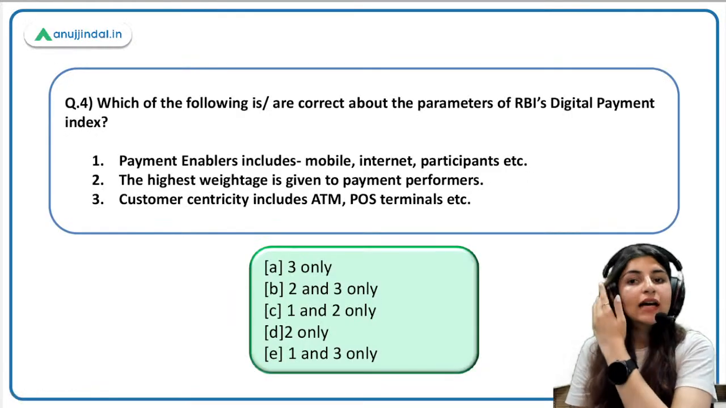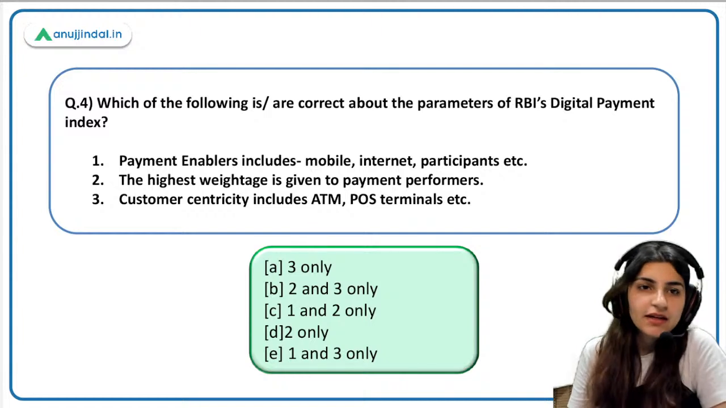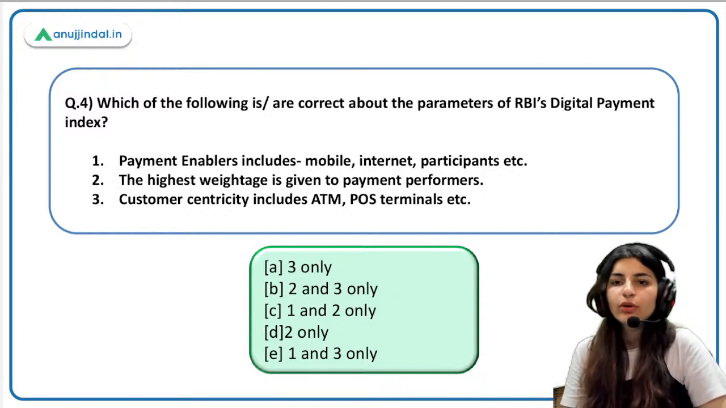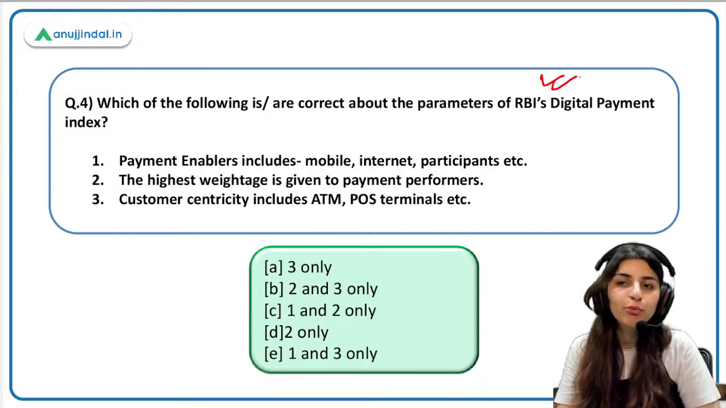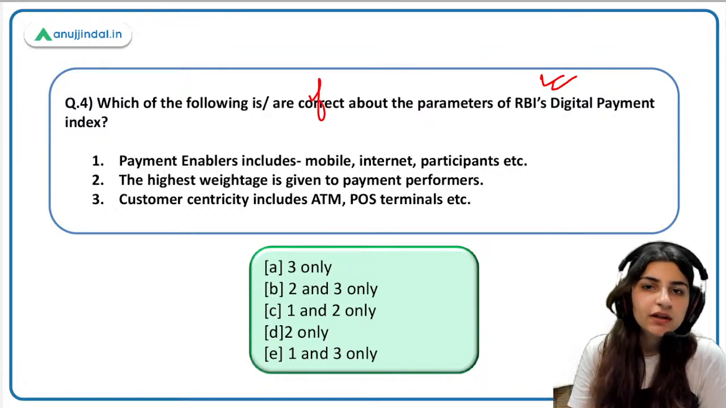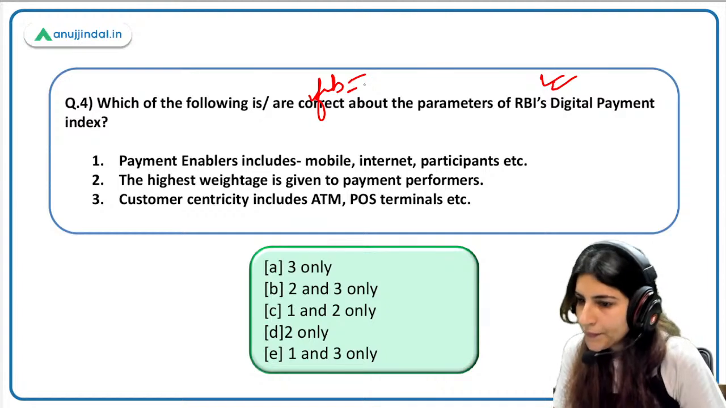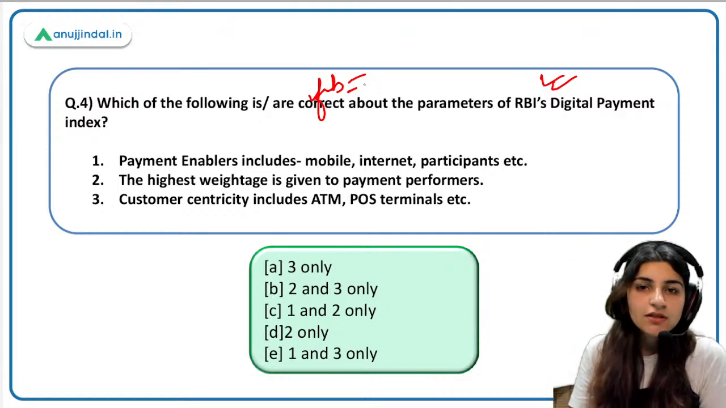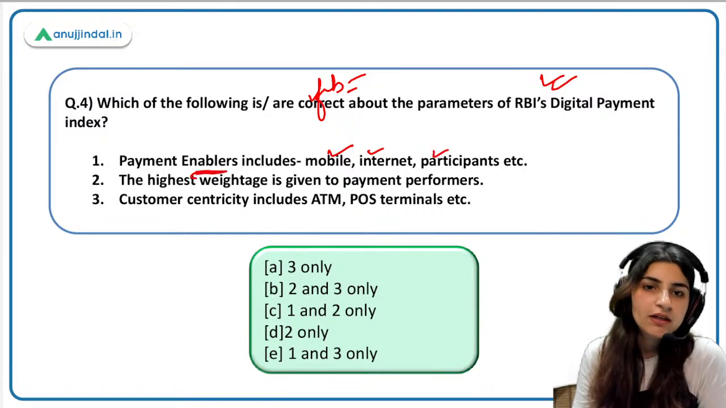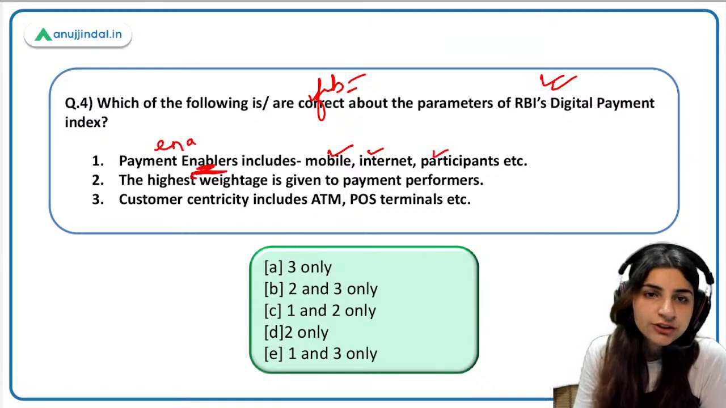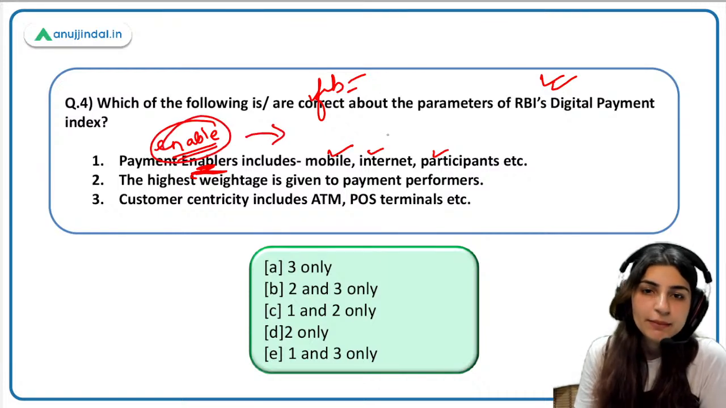Which of the following is correct about the parameters of RBI's digital payment index? Another question about the digital payment index, very important for the exam because in February the September month data came. That's why it is very important. Payment enablers include mobile, internet, and participants. Payment enablers are enablers through which one can make payment. They enable you to make payments.